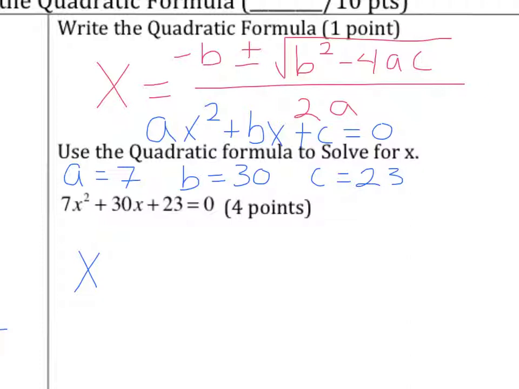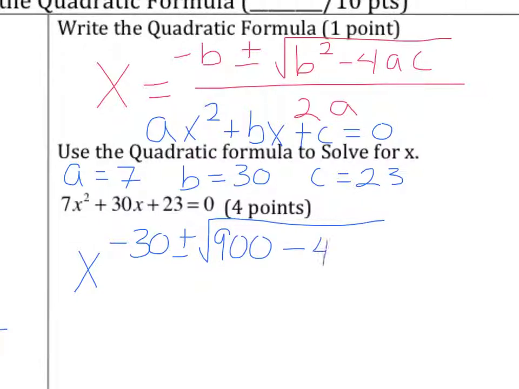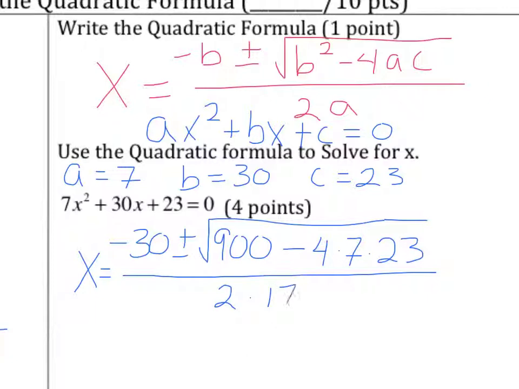Plugging it in, we get negative 30 plus or minus the square root. 30 squared is 900 minus 4 times 7 times 23. And that's all going to be over 2 times 7.